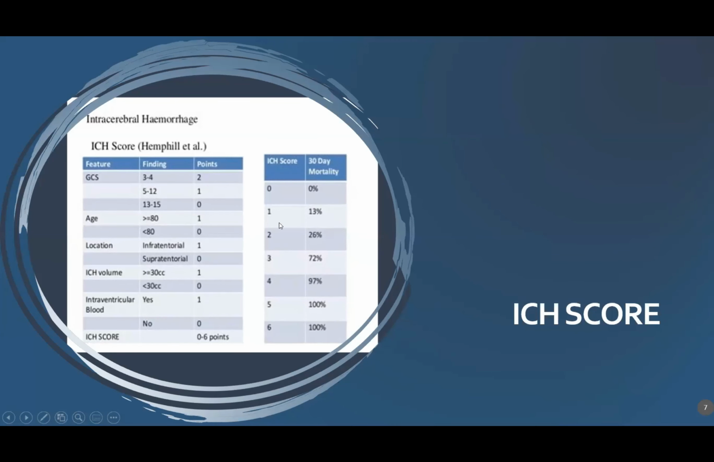And this is the 30-day mortality of these patients according to the ICH score. A score of 0 is 0%, 1 is 13%, 2 is 26%, 3 is 72%, which triples the percentage, 4 is 97%, and 5 and 6 are 100% death within 30 days.